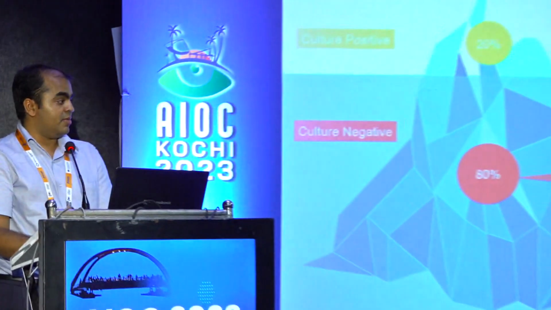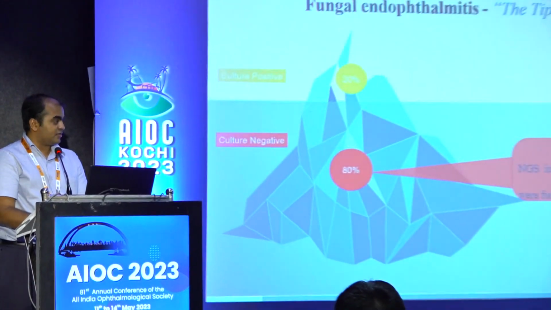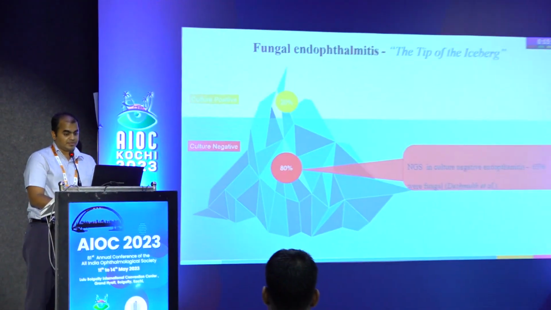Fungal endophthalmitis is also a similar scenario. A poor culture positivity rate has been reported with endophthalmitis, with only 20% being culture positive and 80% being culture negative. Among these 20% culture positive, 11 to 22% are fungal. But recent NGS data from India suggests that of these 80%, 65% are actually fungal, and we may be only seeing the tip of the iceberg as far as fungal endophthalmitis is concerned.